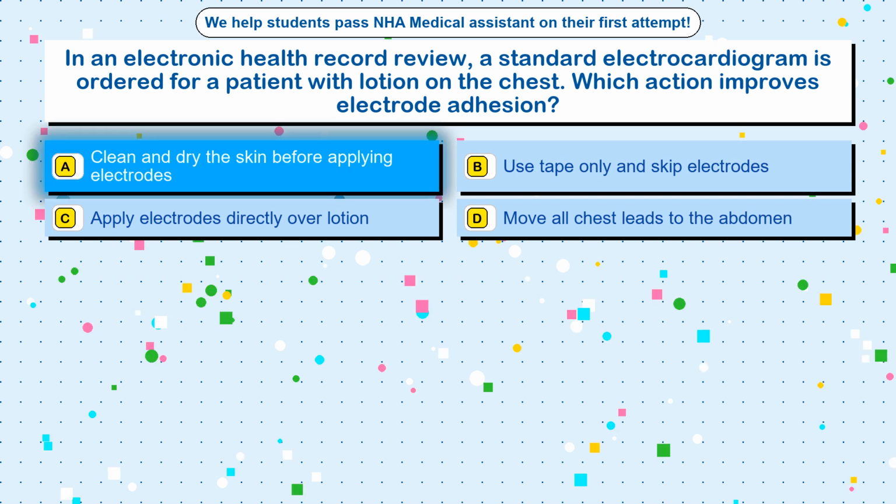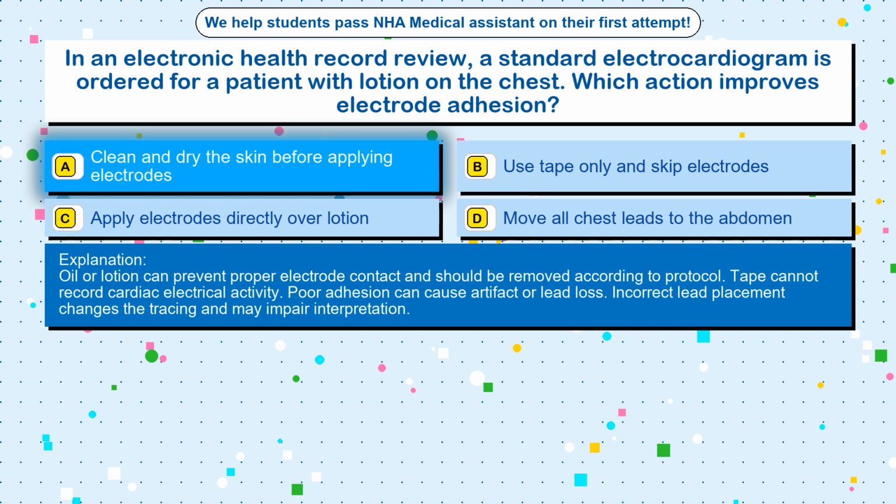The correct answer is option A, clean and dry the skin before applying electrodes. Oil or lotion can prevent proper electrode contact and should be removed according to protocol. Tape cannot record cardiac electrical activity. Poor adhesion can cause artifact or lead loss. Incorrect lead placement changes the tracing and may impair interpretation.